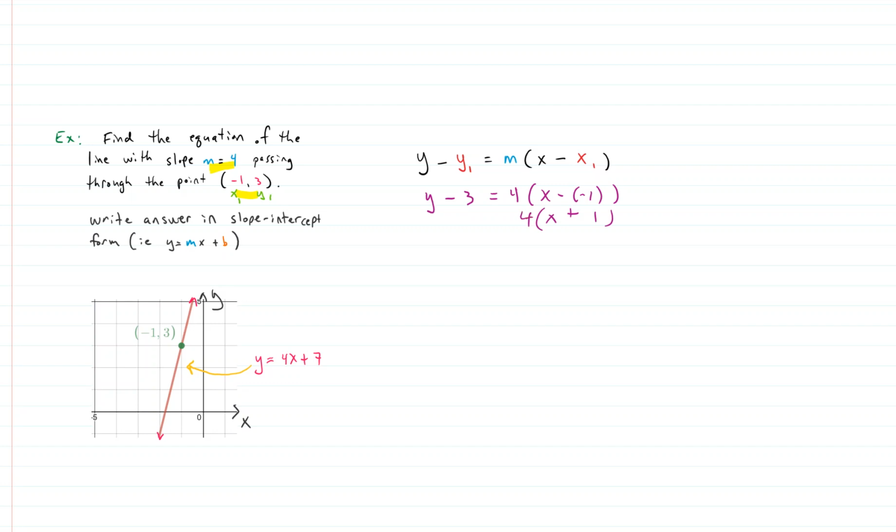We're going to need to multiply that 4 through each of the terms in the equation. So we have y minus 3 on the left, and we have 4 times x is 4x. 4 times 1 is just 4. Now we need to solve for y, because we want the answer in slope-intercept form, so we solve for y.